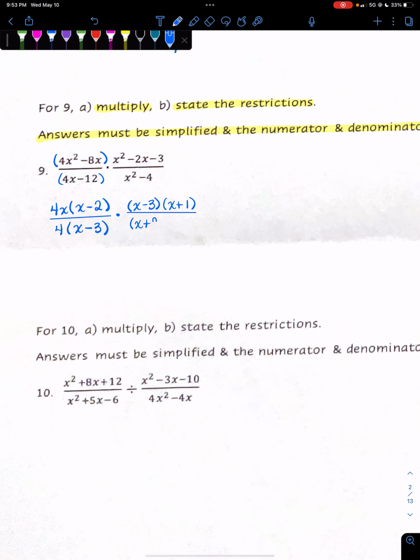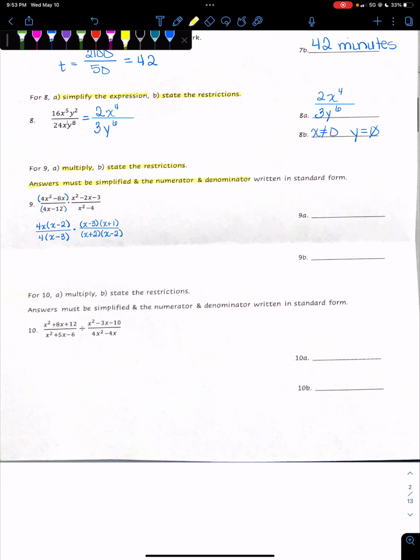So I'm going to have x plus 2, x minus 2. All right, now that it's factored, I'm going to go ahead and look for my restricted values because I want to make sure that I don't miss those. So I've got that x cannot be positive 3, x cannot be negative 2, and x cannot be positive 2.